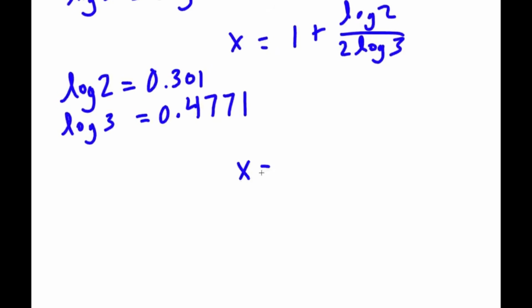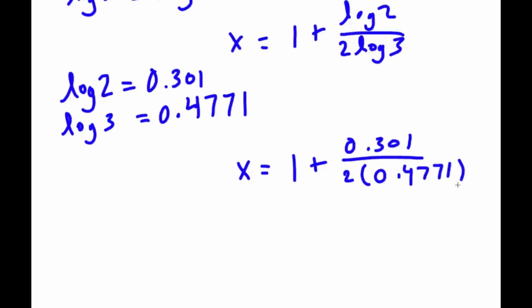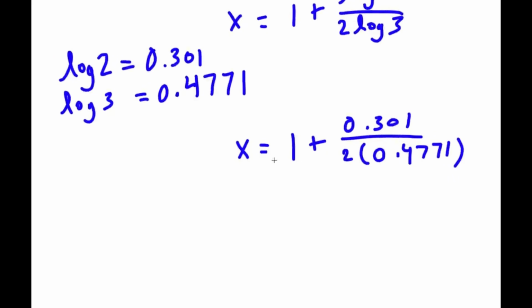I get x is equal to 1 plus, now log 2 is equal to 0.301, so I have 0.301 over 2 times log 3. Log 3 is equal to 0.4771, so I have 2 times 0.4771. So now I have x is equal to 1 plus 0.301 over 2 times 0.4771. Now let's simplify this.